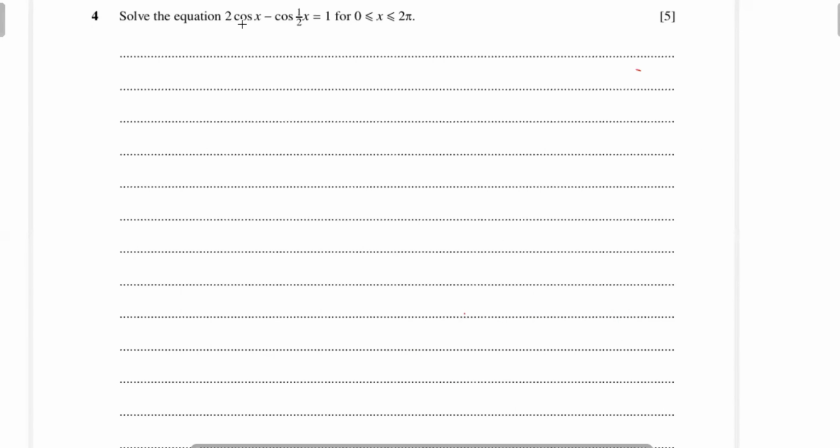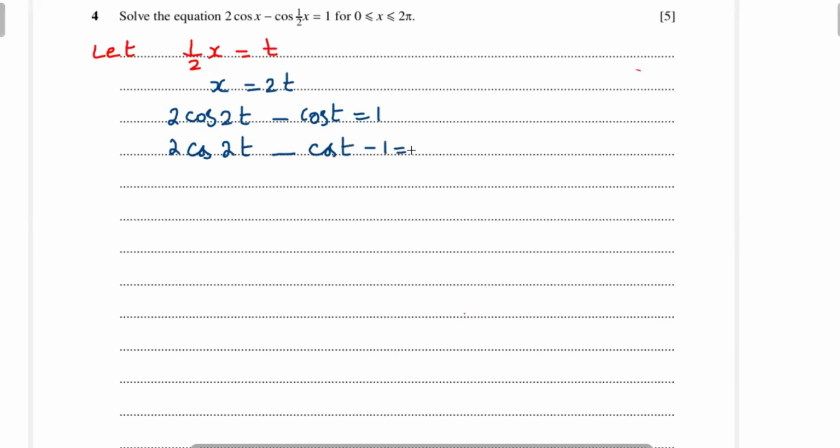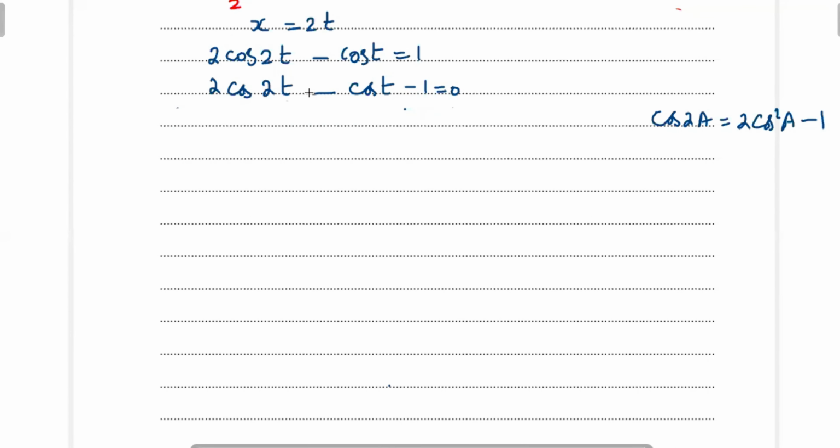So number 4, solve the equation 2 cos x minus cos 1 over 2x equal to 1. Firstly, we suppose that 1 over 2x equal to t. Then x will be equal to 2t. And we substitute the value in this equation. The equation becomes 2 cos 2t minus cos t equal to 1. And we can write this equation as 2 cos 2t minus cos t minus 1 equal to 0. Now we have to solve this equation.